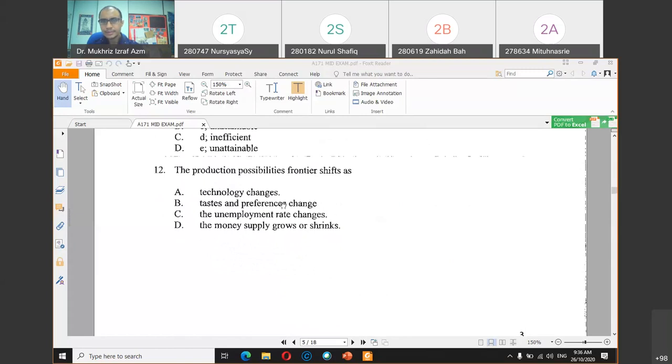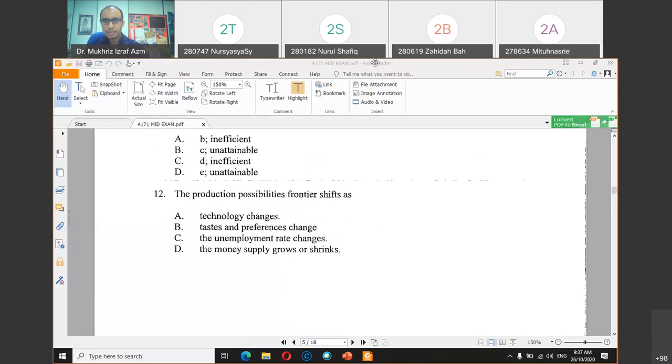Technology changes, because changes in technology can allow you to produce more with the same amount of resources, so that will cause the PPF to shift. Taste and preference has to do with demand. But supply, the ability of the country to produce more, has to do with whether the country finds new resources, for example, or an increase in the number of population, the number of labor. That will cause the PPF to shift upward. So that will be A.